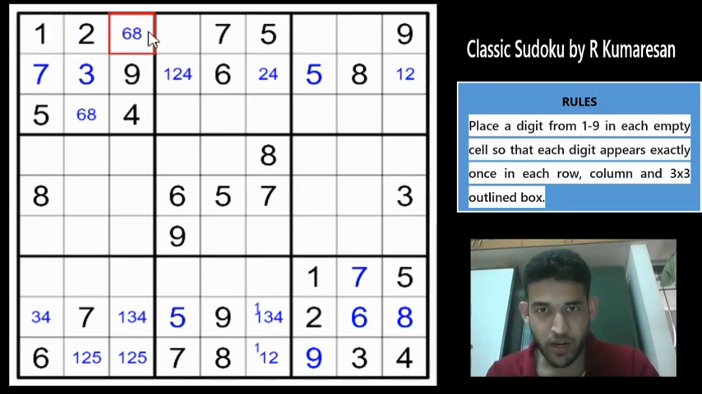Let us look at row 1 now. 5 digits are there and this box also has an 8. So potential for elimination is more. So 1, 2, 5, 7, 9 and 8 are not possible in these two cells.